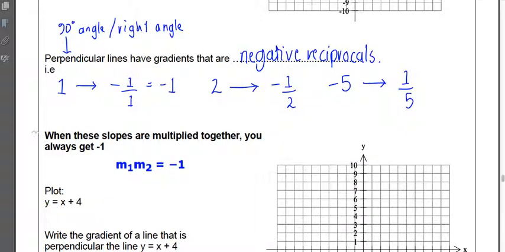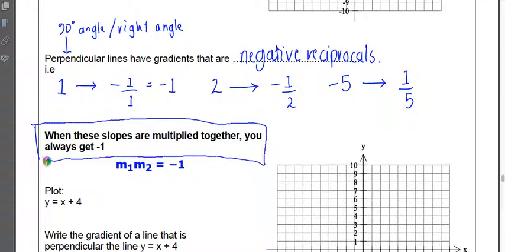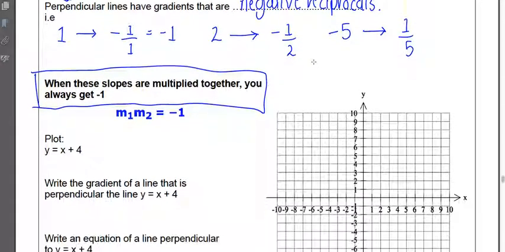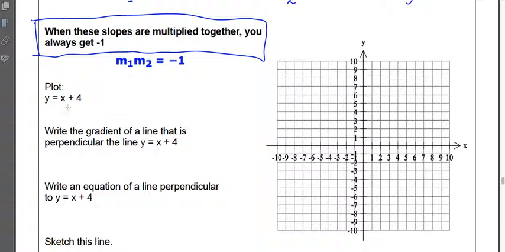So one of the things that will help you is to know this here, that when you multiply the slopes together, of perpendicular lines, you always get negative 1. Sometimes that's a little bit easier to remember than the negative reciprocal thing. Okay, so what does this mean? Let's first plot y equals x plus 4. So our y-intercept is 4 and the gradient is 1. So every time you move across 1, you're going up 1. Therefore, our line is going to pass through these points here.